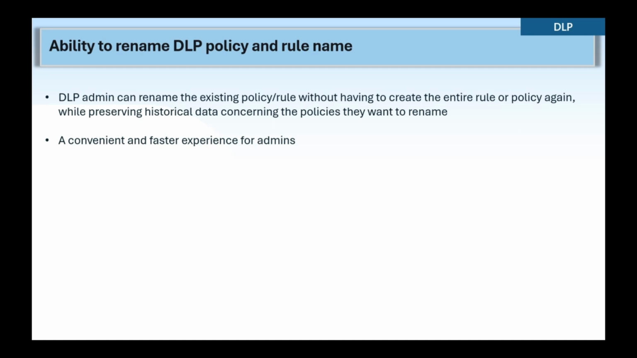So this feature actually solves that. It gives the ability to the DLP admin to rename the existing policy or rule without having to create the entire policy or rule again. So without disrupting existing policies at all, you can achieve this while preserving the linkage to all your historical data concerning the policies you want to rename, right? So this linkage to the historical data will be maintained. Renaming the policy will not make you lose that. So this is a convenient and much faster experience now.